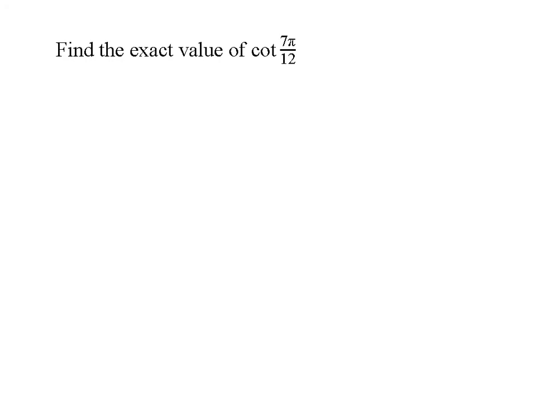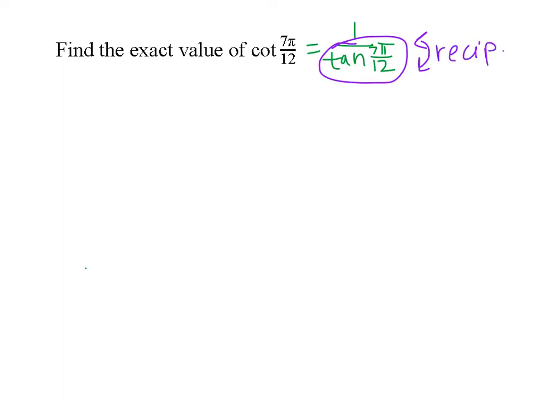All right, if you look at this one, notice this is cotangent, so now we're dealing with reciprocals. So cotangent of 7 pi over 12 is going to be equivalent to 1 over tangent of 7 pi over 12. There are multiple different ways you can do this. The way I like to do it is figure out what my tangent of 7 pi over 12 is, and then whatever I get for my fraction for that, just find the reciprocal.